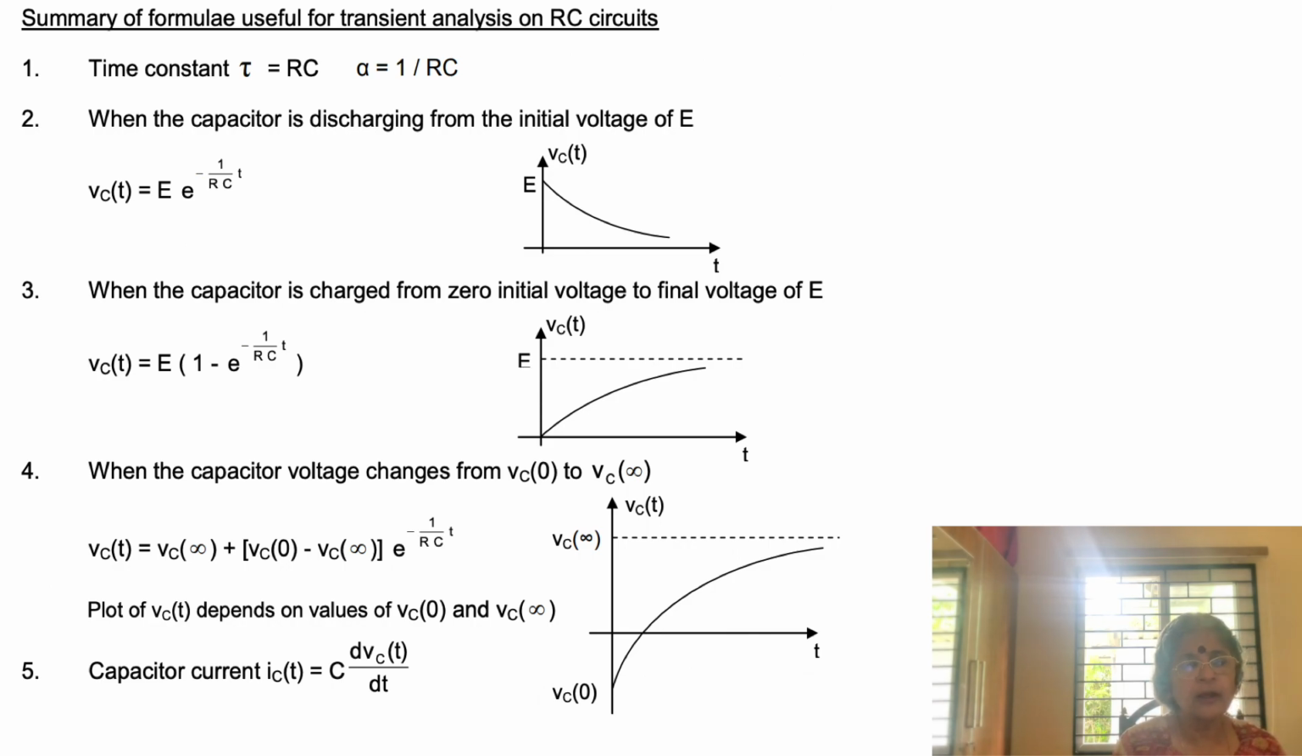So both charging and discharging, especially charging, are associated with the current, and that current will be given by C into dVC by dt, whatever the mode, whether charging or discharging. So these are some of the concepts that may be remembered for doing the problems that follow. Okay, so let's look at the first problem.